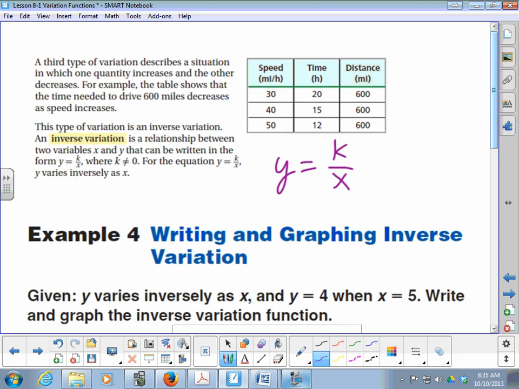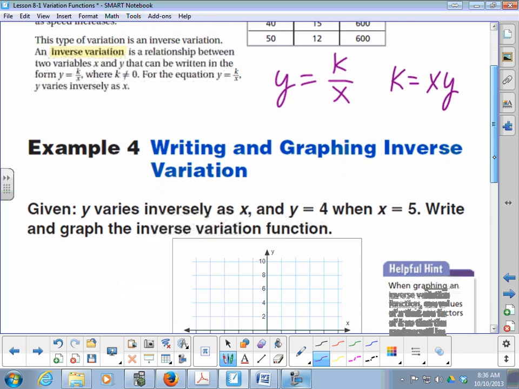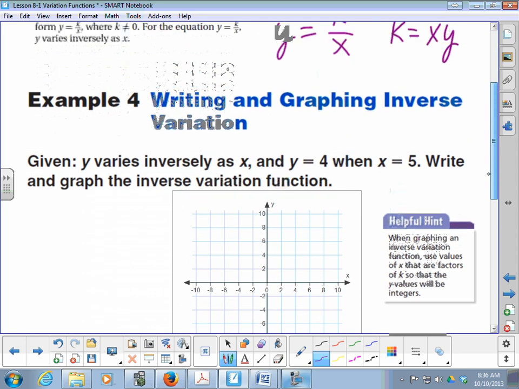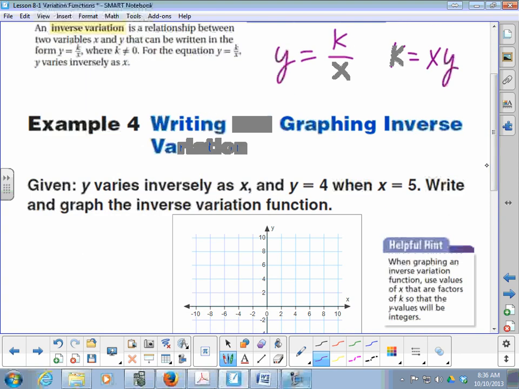And in this case, then, k is equal to what? Okay. X times y. So make sure you pay attention to the difference between direct and inverse. Direct, y equals kx. Inverse, y equals k over x. And so knowing the difference between them makes things easier. Does k always equal xy? If it's inverse variation, k is always equal to xy. Yep.